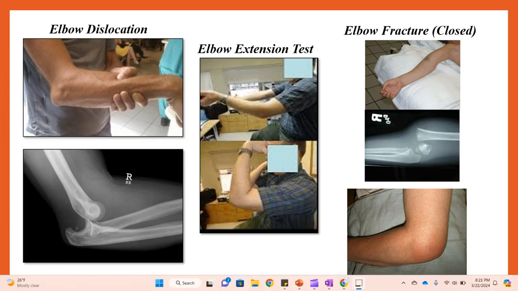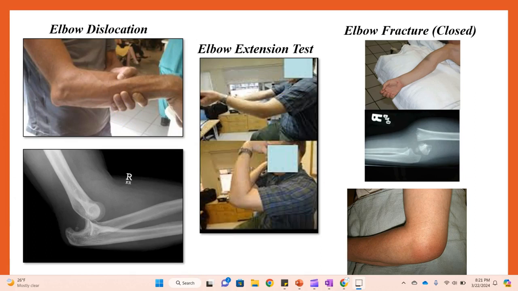Here are some examples of what's going on. Elbow dislocation, you can see the picture here. This elbow is posteriorly dislocated. Here's what it looks like in a closed fashion. If it's open, the skin would be open. Closed fractures or dislocations mean you cannot see the bone or blood or anything like that. The skin is intact. An open fracture or open dislocation is when the bone is protruding through.